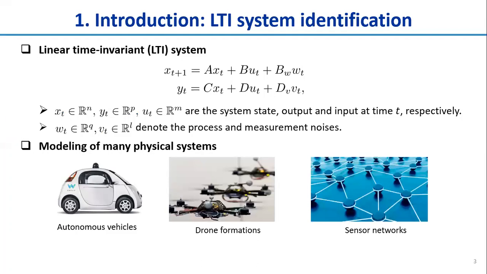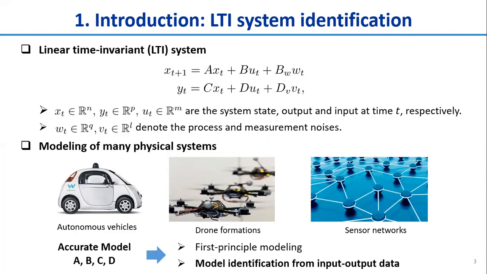This model can be used to describe the dynamic behavior of many physical systems, such as autonomous vehicles, drone formations, and sensor networks. For the analysis and the control of these physical systems, it is very critical to have a good and accurate model to describe their dynamic behaviors. In some cases, a good system model can be built using first principles. In some other cases, we can collect some input-output data and perform some system identification procedure to get a good system model. And in this talk, I'll focus on model identification from input-output data.